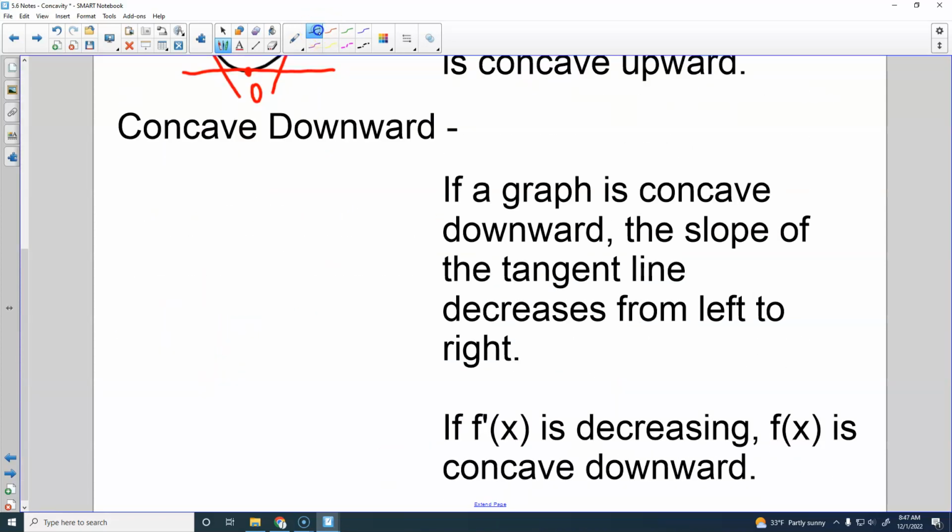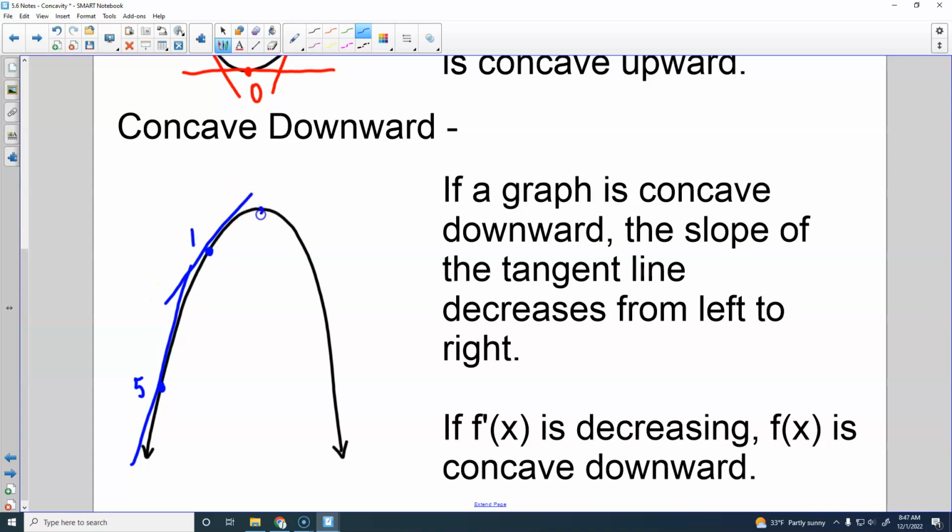Same thing's going to be true for concave down, but in the opposite manner, right? If we look at this graph, right here we have a really steep positive slope. Maybe that's positive 5. Then right here, that slope maybe would be 1. Then here, we'd have 0. Then over here, we'd switch to a negative slope, maybe negative 1, negative 5. All right, so if a graph is concave down, the slope of the tangent line decreases from left to right.